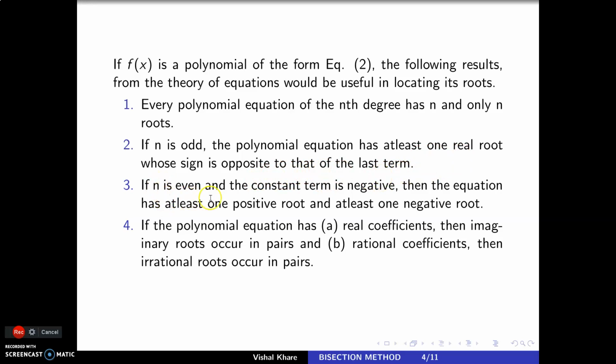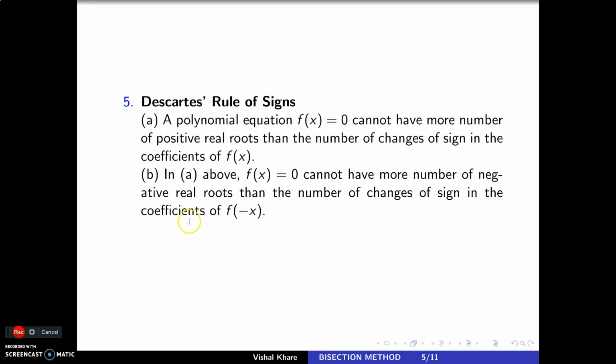Number 3. If n is even and constant term is negative, then the equation has at least one positive root and at least one negative root. Number 4. If the polynomial equation has (a) real coefficients, then imaginary roots occur in pairs, and (b) rational coefficients, then irrational roots occur in pairs.